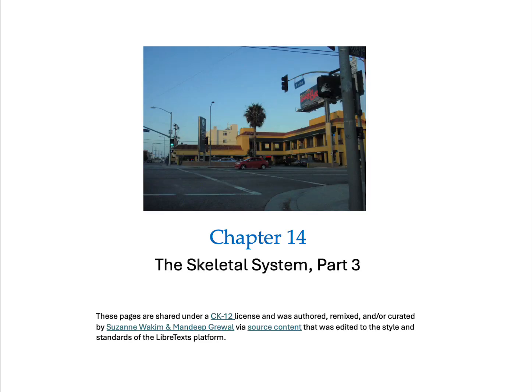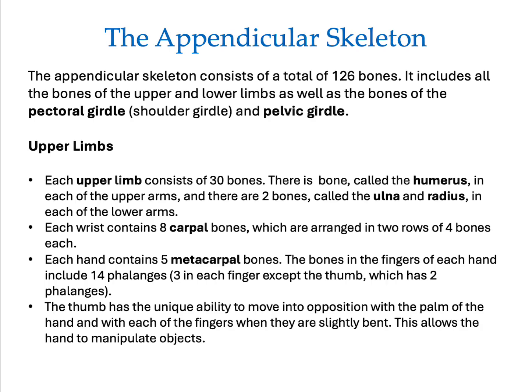Chapter 14, The Skeletal System, Part 3. The appendicular skeleton. The appendicular skeleton consists of a total of 126 bones. It includes all the bones of the upper and lower limbs, as well as the bones of the pectoral girdle and pelvic girdle.